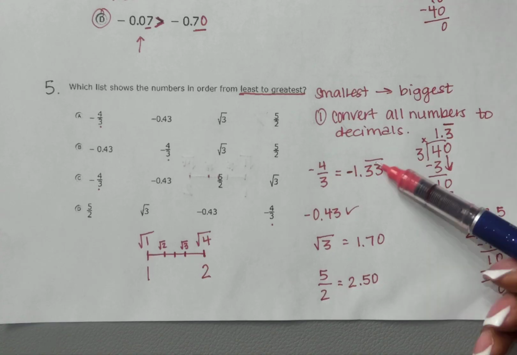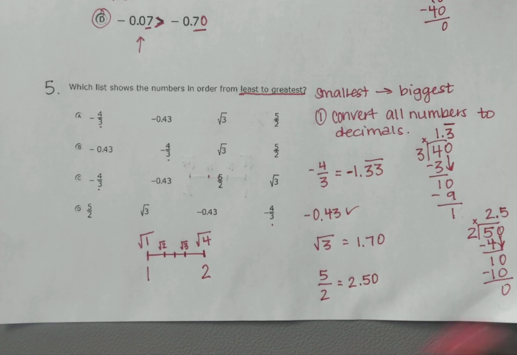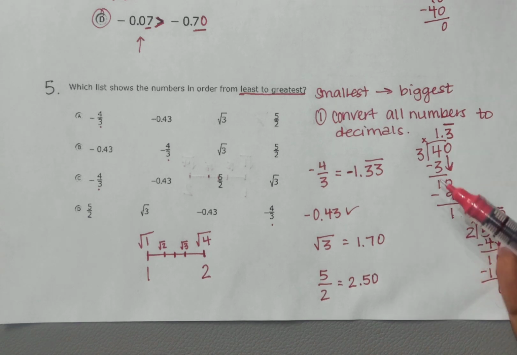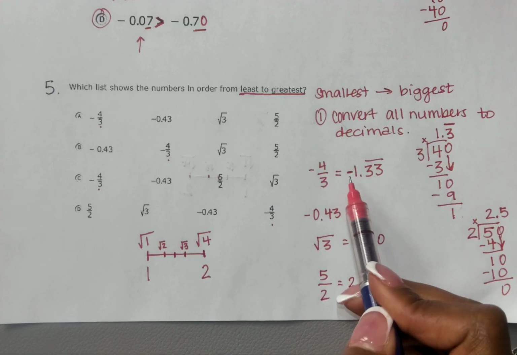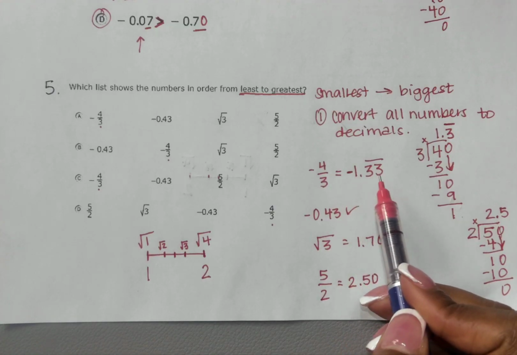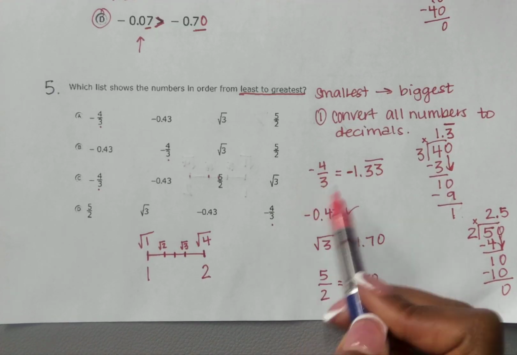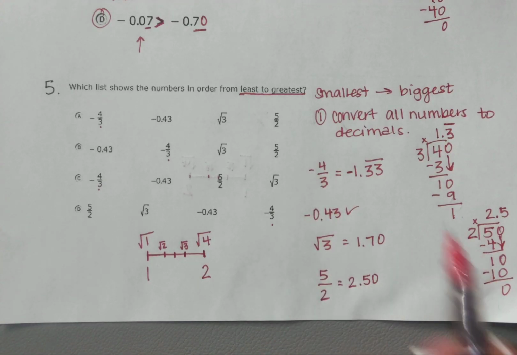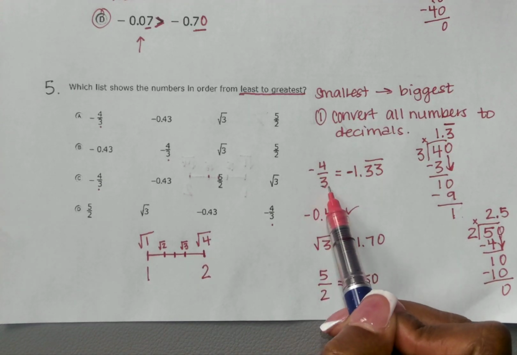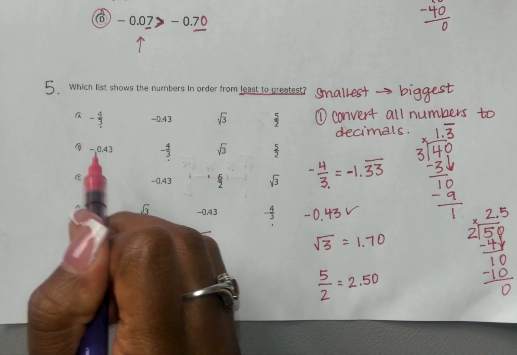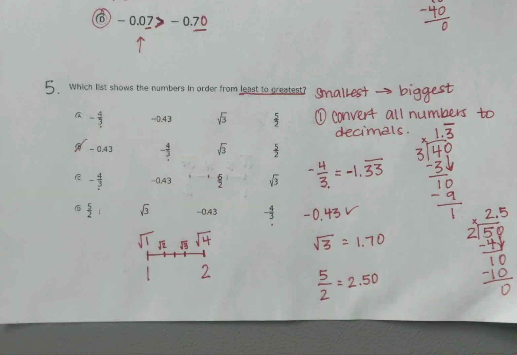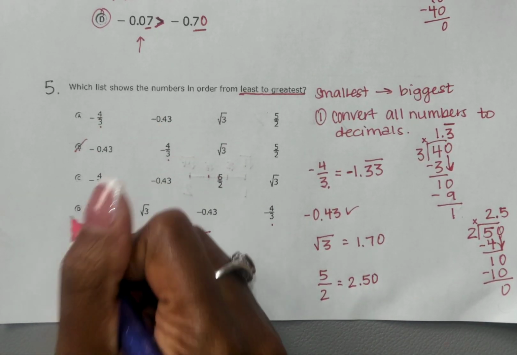Okay, so when I think about putting these numbers in order from smallest to biggest or from least to greatest, the number that I don't like the most, if I was thinking in terms of money, I would not want to have negative $1.33. So that lets me know that -4/3 is our smallest number. So when I look at our answer options, B does not start with -4/3, so I can eliminate that, along with D.